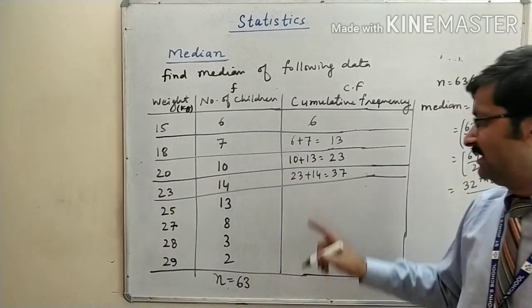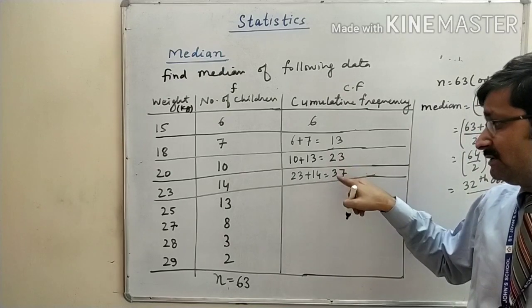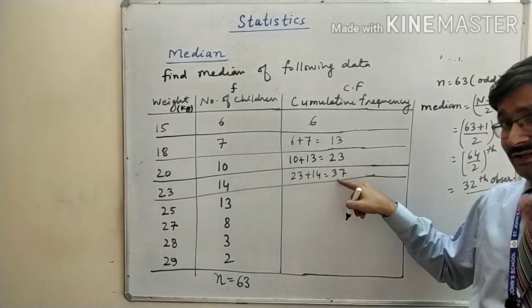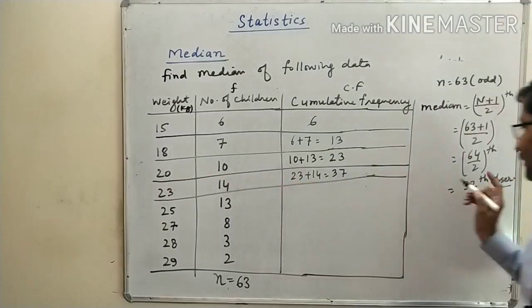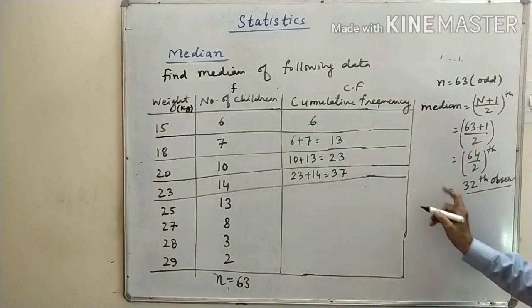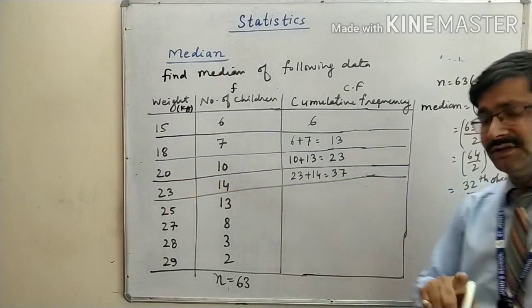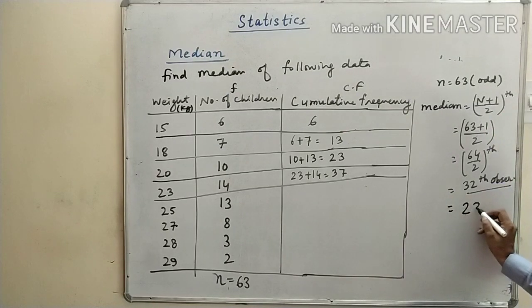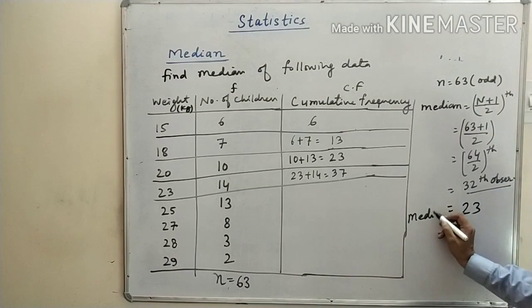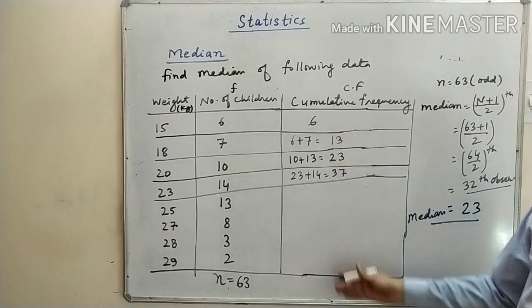I think you understand this. The 24th to 37th observations are 23. So you can write that the 32nd observation is surely 23. So the median is 23. You can write the answer, median is 23, but you have to complete this table.